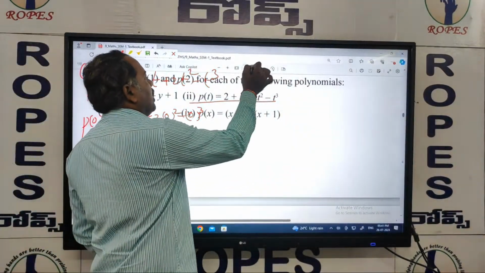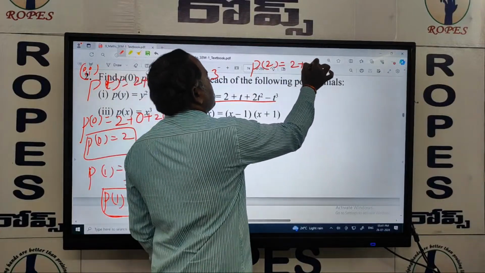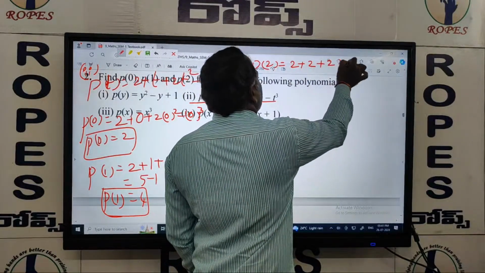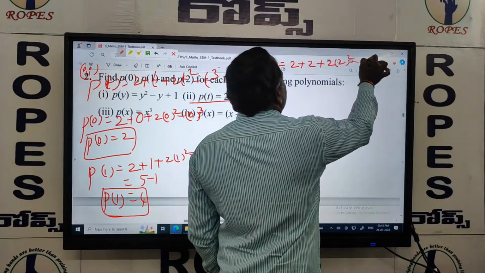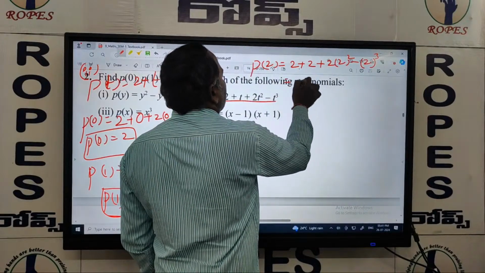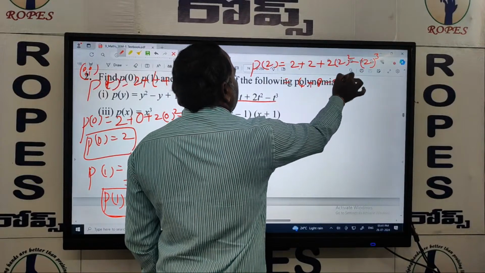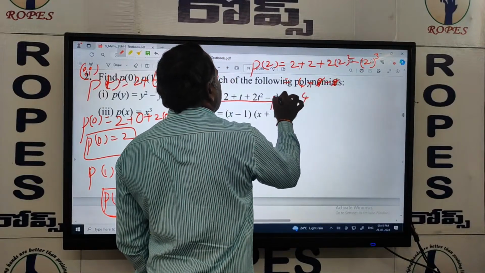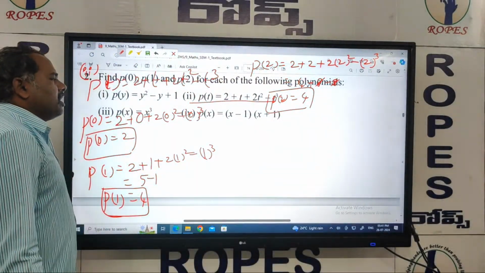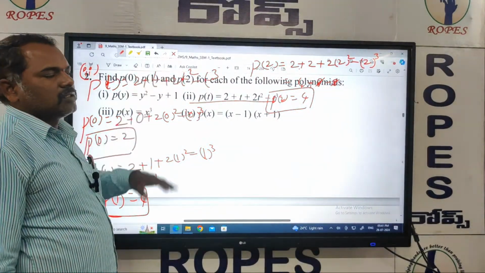And the third one, P of 2 is equal to 2 plus 2 plus 2 into 2 square minus 2 cube. Then 2 plus 2 is 4, plus here 2 square is 4, 2 fours are 8, minus 2 cube is 8, 8 and 8 cancel, so 4. What is P of 2? P of 2 is equal to 4. This is the value of P of t when t is equal to 0, t is equal to 1 and t is equal to 2.